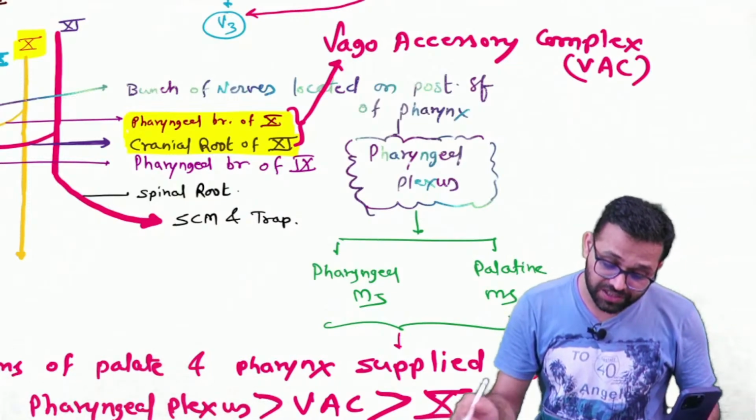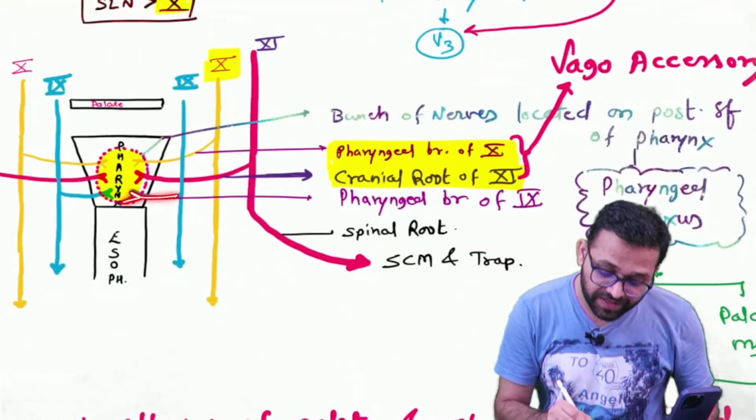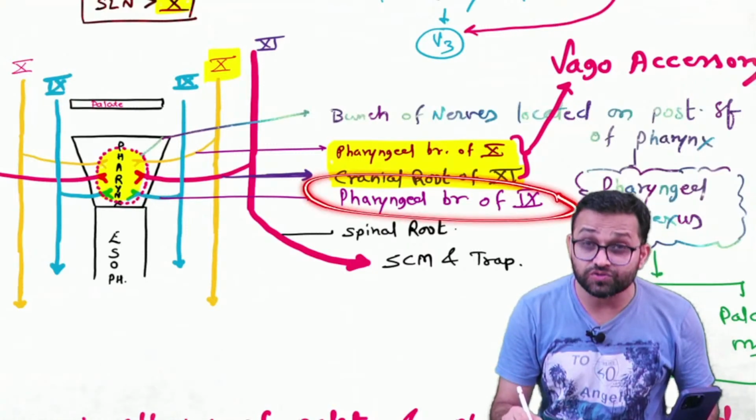Now try to understand further. Sir, the 9th nerve is also giving one branch to the pharynx. So this is the pharyngeal branch of the glossopharyngeal nerve.